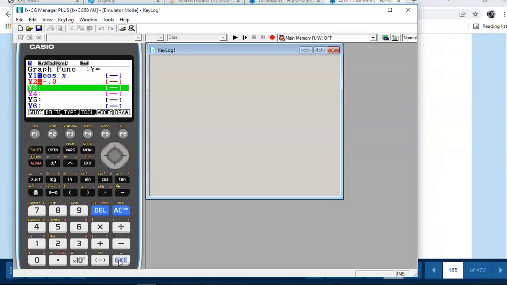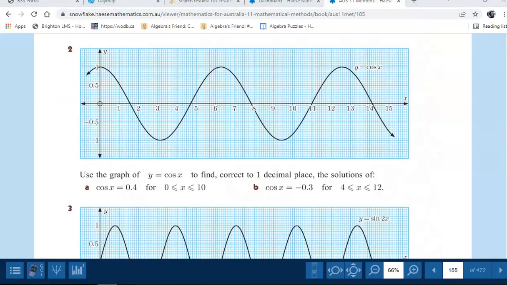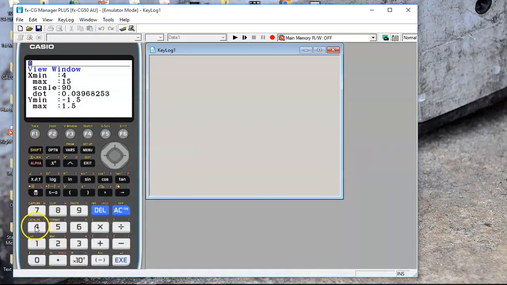That's all right. Just press menu. It said I just went into memory. Yeah, simple. You can go into different things. Okay, we go shift menu. What is my domain this time? 4 and 12. I press 4. I press 12. Let's have a look at our beautiful graph.